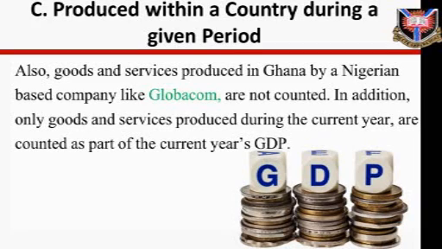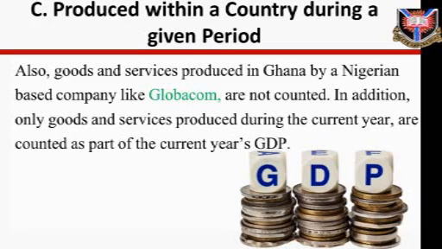Also, profits earned in Nigeria by foreign-owned companies are counted in Nigeria's GDP. For example, while the output of foreigners working in Shell, Exxon Mobil, etc. are counted as part of GDP, output produced by Nigerians abroad are not counted.